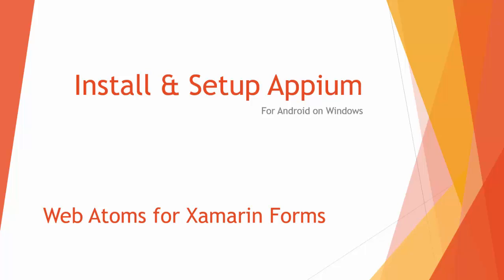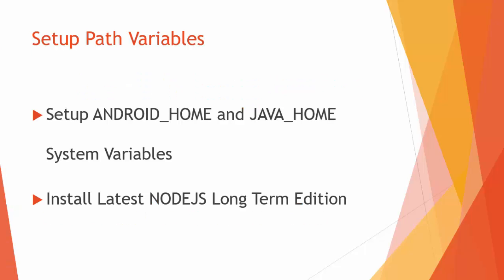Hello, in this video we will see how to install and run Appium for Android on Windows. First we need to set up path variables Android_home and Java_home.